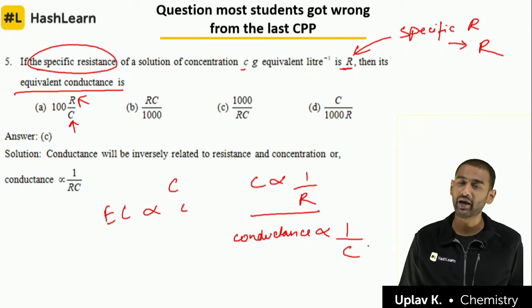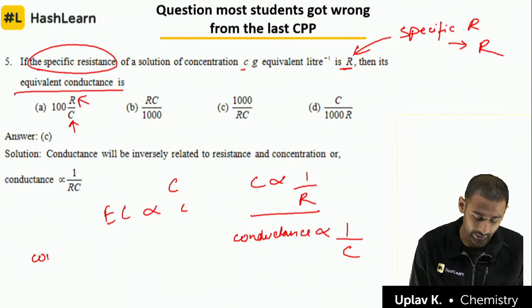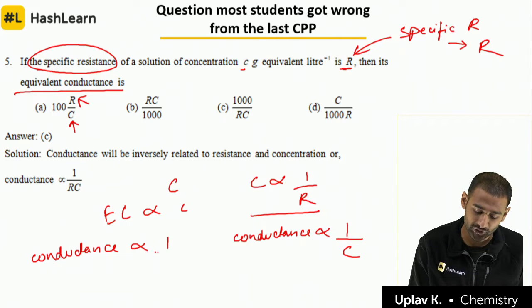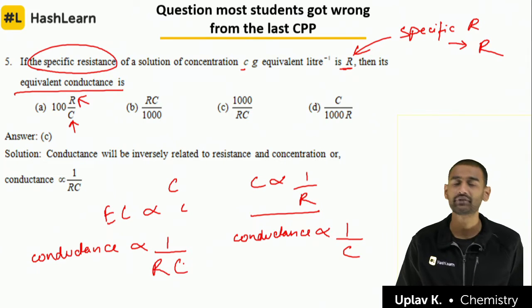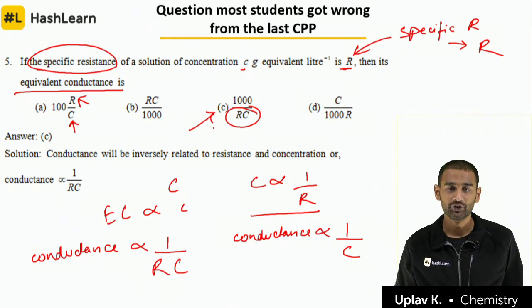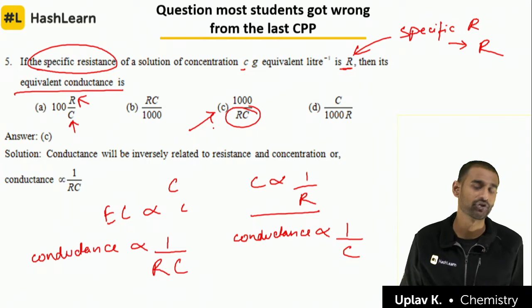So overall, I can combine both of them and I can say that conductance is inversely proportional to resistance and concentration. Right. So there is only one option in which the RC is below. So that is why C will be your correct answer, right? So try to solve a question in any way possible.